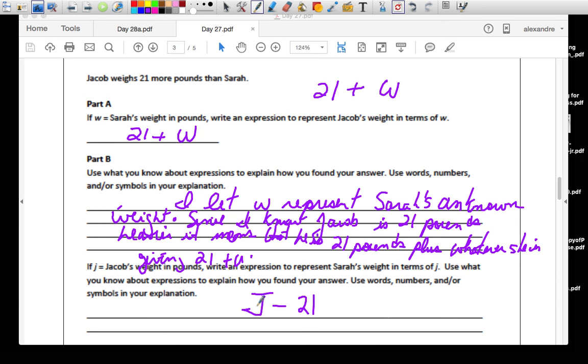So in this case, if Jacob weighs, I don't know, 150 pounds, and we want to find out what Sarah is, you would take his weight minus 21, and that equals Sarah's weight. Okay, so it's basically what we just did, but backwards. He's 21 plus, and she is 21 less. So we need to find out what Jacob is first. Subtract 21, and we get Sarah's weight.